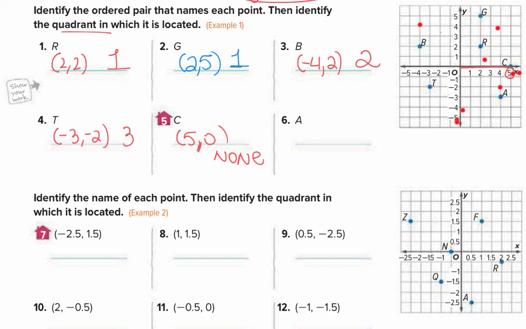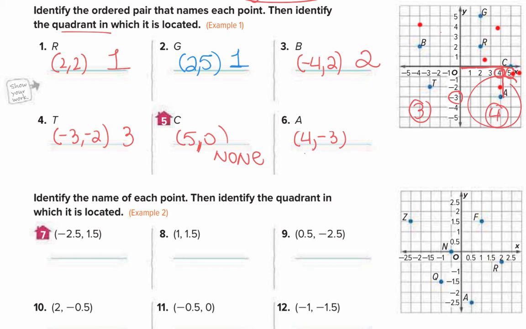Number 6 is letter A, so we would have to go to the right until +4 and then down to -3. So the ordered pair is (4, -3), and that's in quadrant 4. Remember, it's quadrant 1, 2, 3, 4.